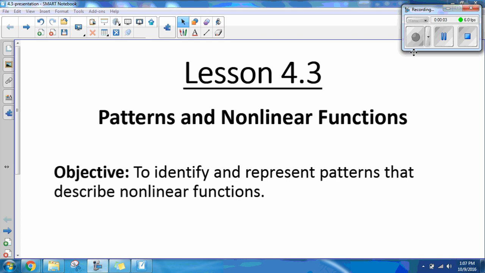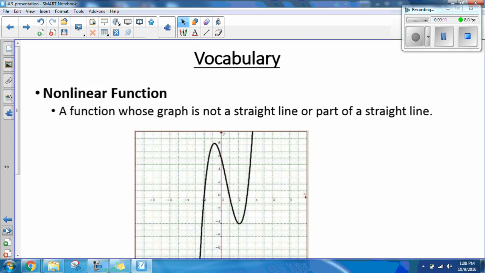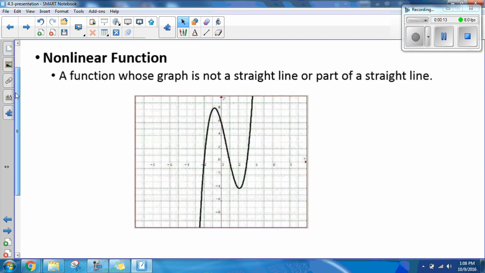This is lesson 4.3, Patterns and Nonlinear Functions. Your objective is to identify and represent patterns that describe nonlinear functions. A nonlinear function is a function whose graph is not a straight line or part of a straight line. Notice this graph is not a straight line, nor is it a part of a straight line.